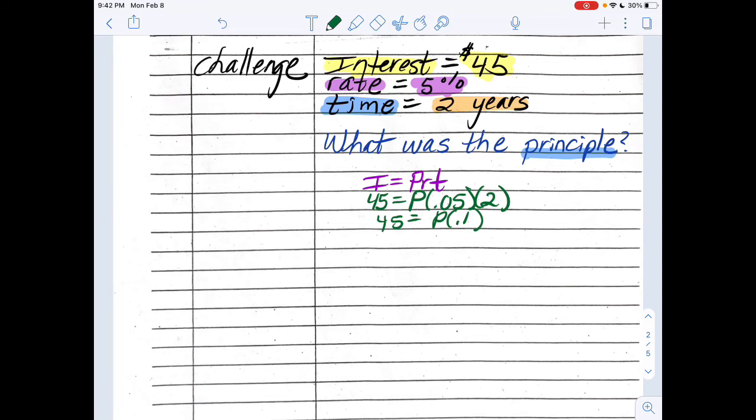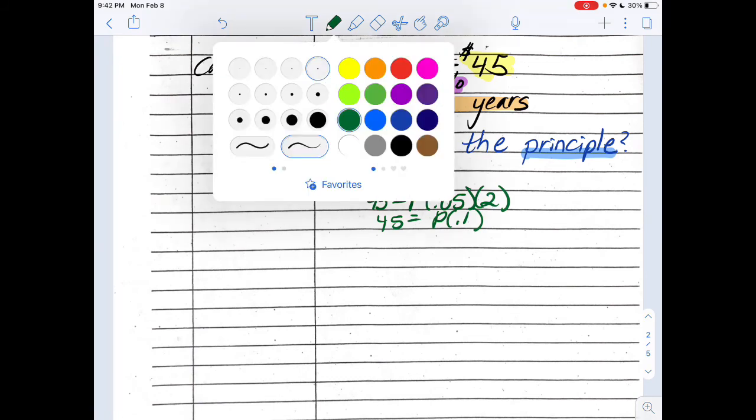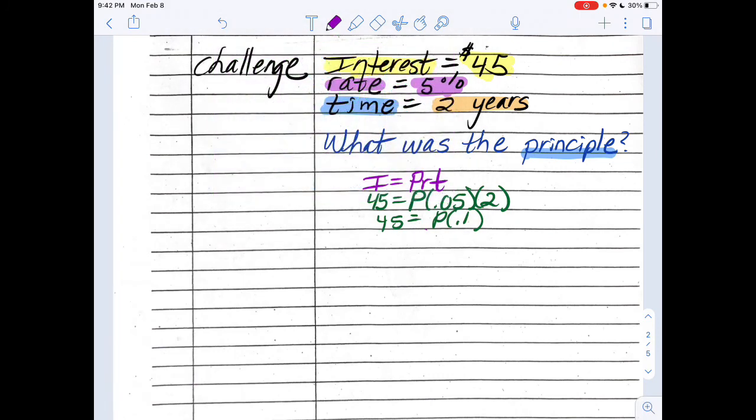And what happens when you need to figure out the principal, remember, is we have to do our inverse operation. So we're going to divide both sides by 0.1 to isolate the variable. So now we have to do some calculating. And again, we're figuring out our principal. So let's put a capital P. But we're dividing instead of multiplying by 0.1. Move your decimal 1 place.